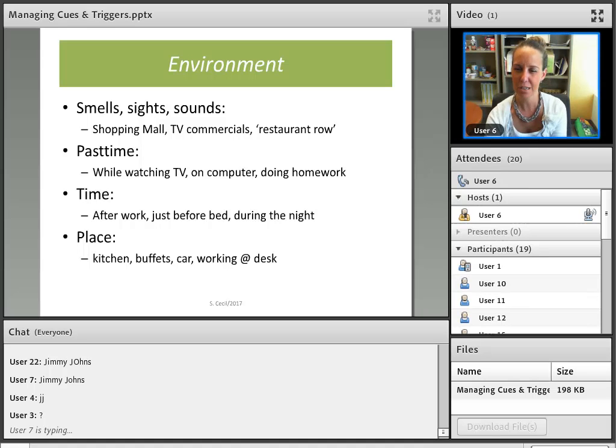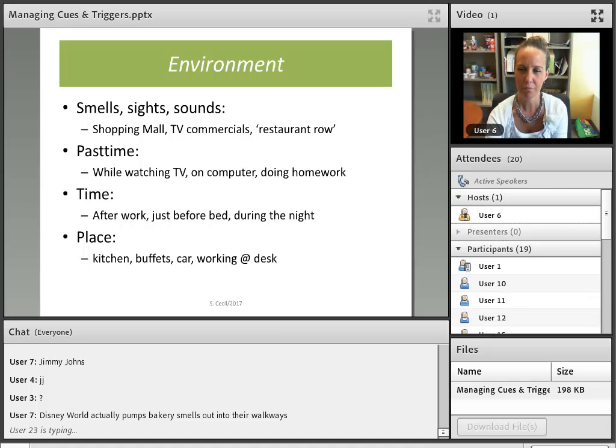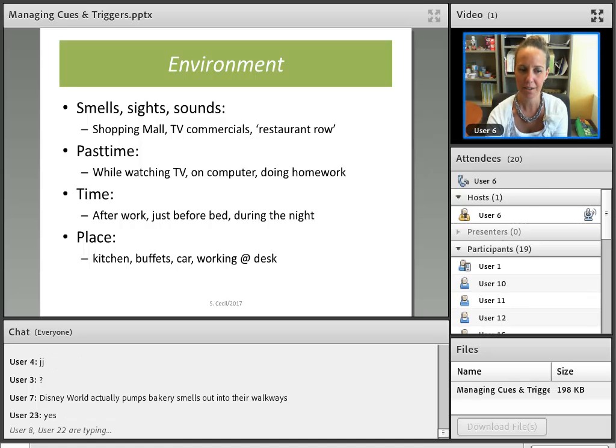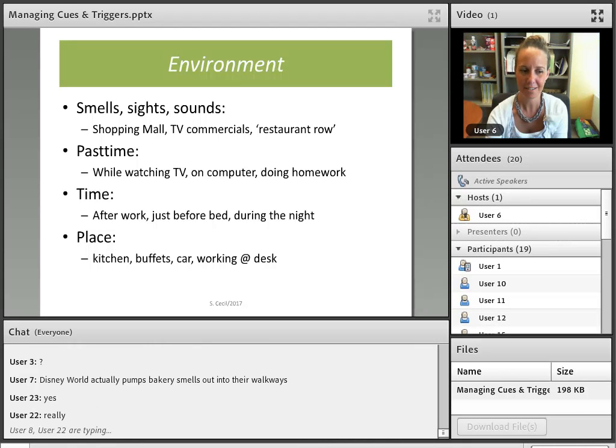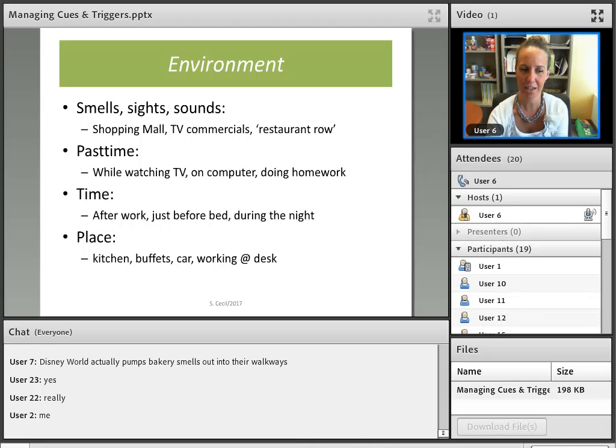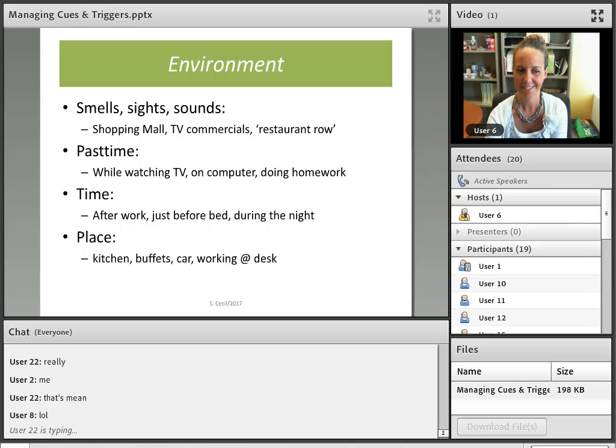Any of the participants today work in the hospital? We got one. Yeah, we got a few. Okay, so how many of you want to die when walking by the Subway downstairs and you smell that fresh bread? So we've got some other comments going on about how Disney World actually pumps bakery smells into their walkways, which is ridiculous. That's crazy. But we do know that Disney is one of the masters of using emotions to sell products.